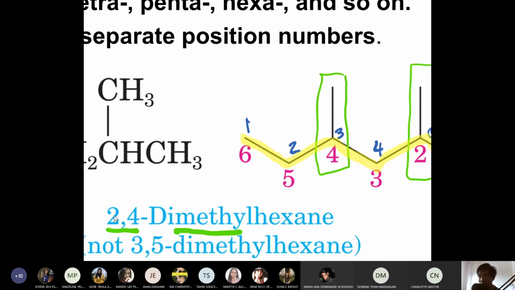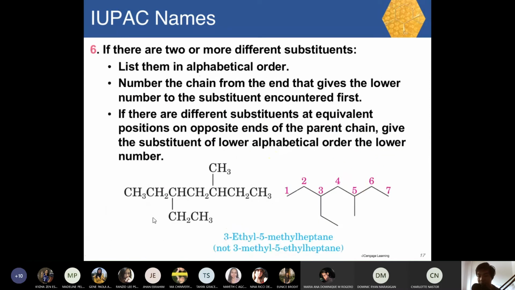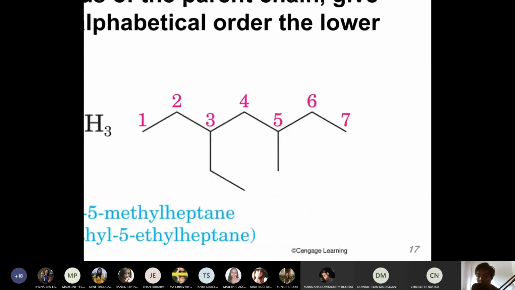Pag may dalawang number na magkatabi, lalagyan mo siya ng comma. Pag may number and letter na magkatabi, may dash sila in between. Okay, so that's 2, 4 dash dimethylhexane. Okay, so mamaya, alamin pa natin yan. Okay, so yan ay kung may same substituents ka. What if hindi same yung substituents mo? You have different substituents. For example, this one.